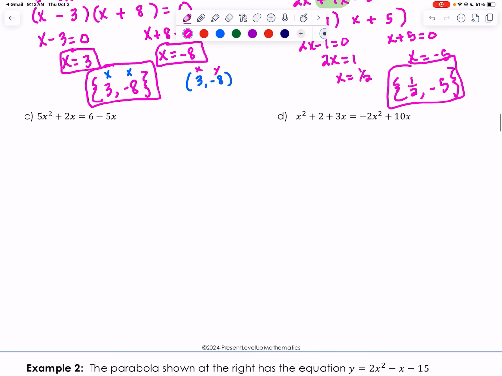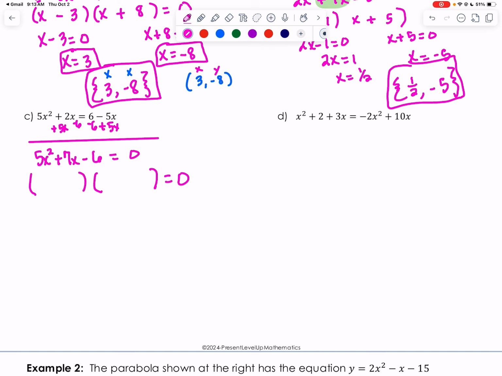All right, problem C. We have 5x squared plus 2x equals 6 minus 5x. So on this one, I'll subtract 6 from this side, and there's nothing to subtract 6 from on this other side, so I'm going to squeeze it in right there. And then I'll add 5x under the 2x. All right, let's see what that gives us. 5x squared, 2x plus 5x would give you 7x. And then we have the minus 6.